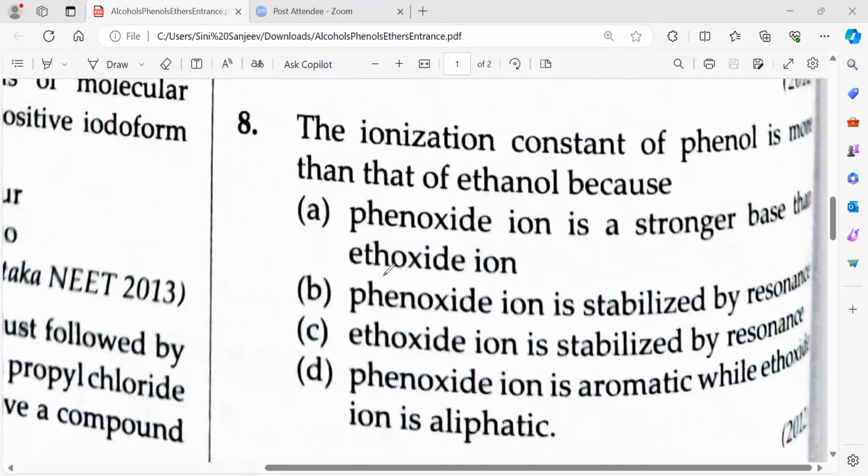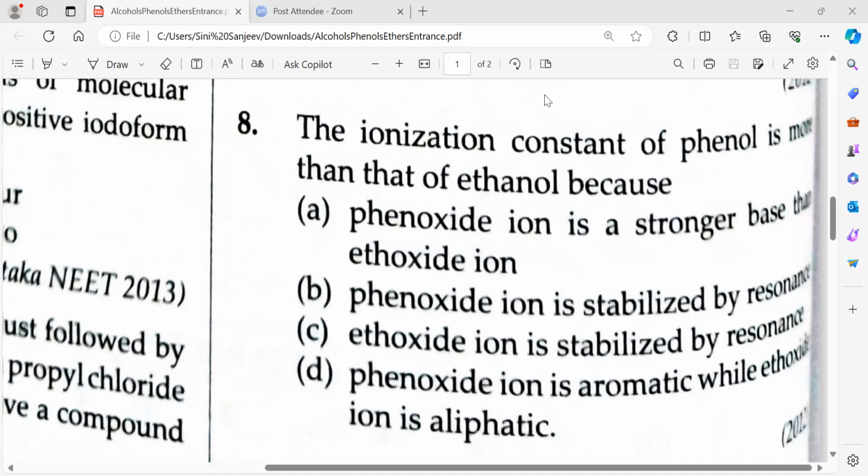So I want all of you to give me the right option in the chat. What do you think is the correct answer? Just now we discussed regarding the phenoxide ion or the formation of phenoxide. Phenols react with active metals to form what? Phenoxide. So can you tell me in chat which is the correct option for this question?